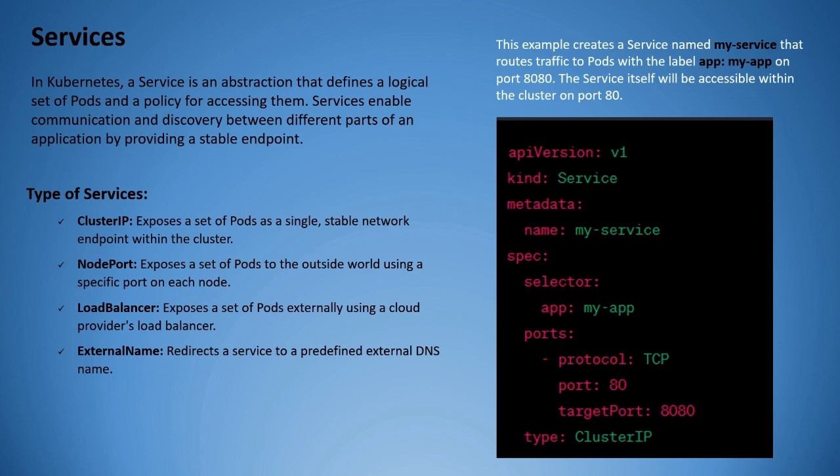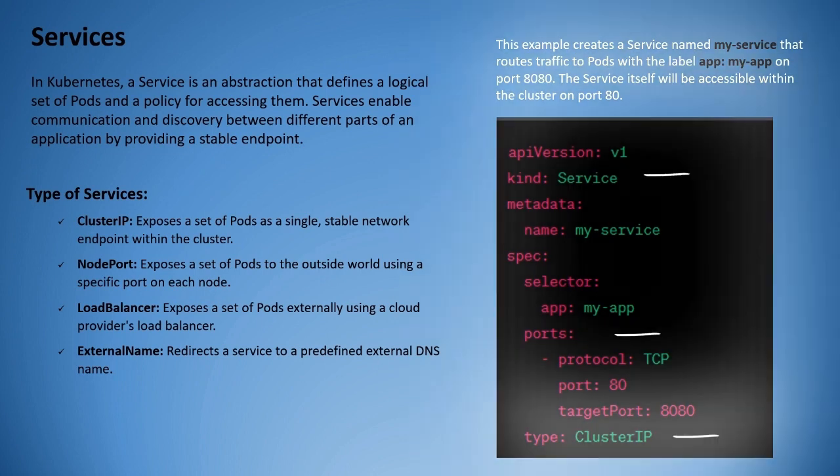These different service types in Kubernetes provide flexibility and options for exposing and accessing applications based on specific use cases, whether for internal communication, external access, or integration with external services. This example creates a service named MyService that routes traffic to pods with the label app: MyApp on port 8080. The service itself will be accessible within the cluster on port 80.